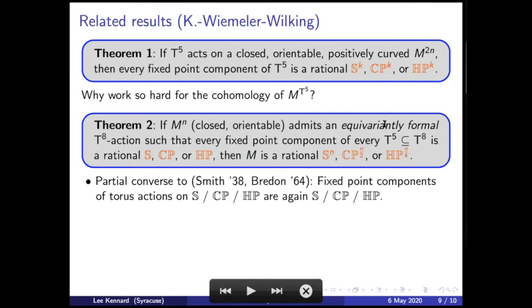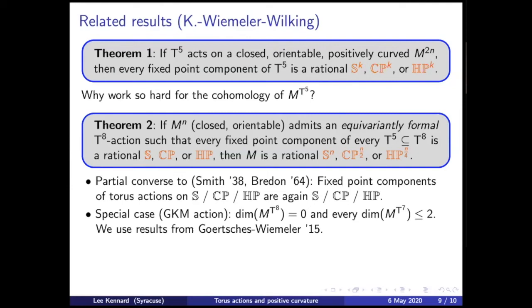Regarding this equivariantly formal condition, I want to point out that spheres, CPs, and HPs have vanishing odd Betti numbers, and that's one of the sufficient conditions for any torus action to be equivariantly formal. So in these theorems, you don't have to assume equivariantly formal, but it's automatic. So I think it's fair to call this at least a partial converse to these results.